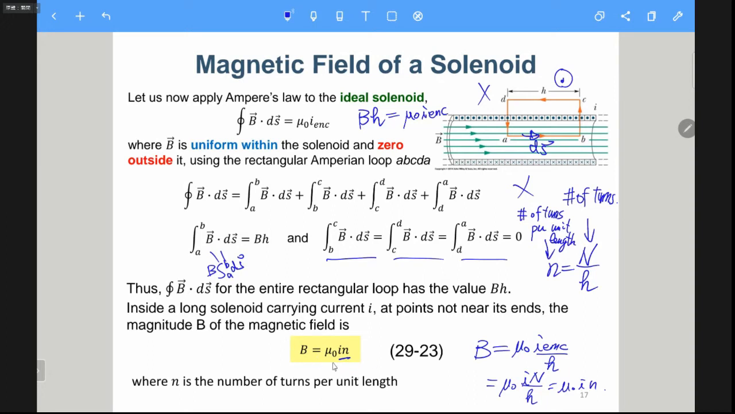So it says mu 0 is a constant. I is the current. n is the number of turns per unit length, which means that if you want a larger magnetic field, then you can either increase the current, or you can increase the number of turns per unit length.